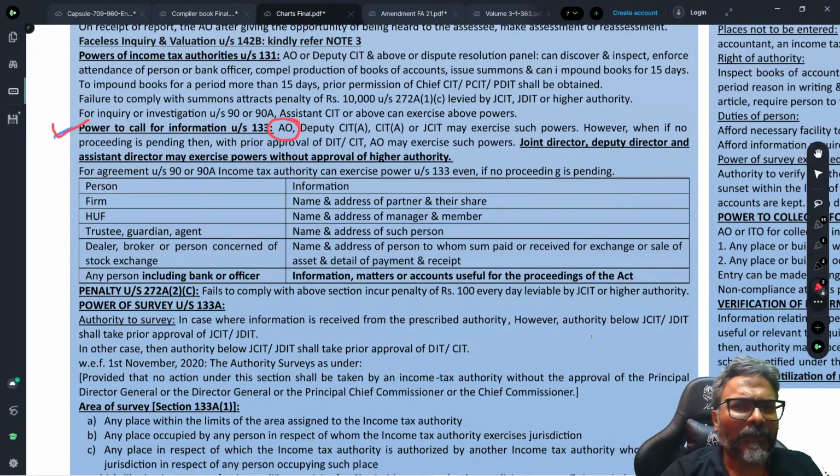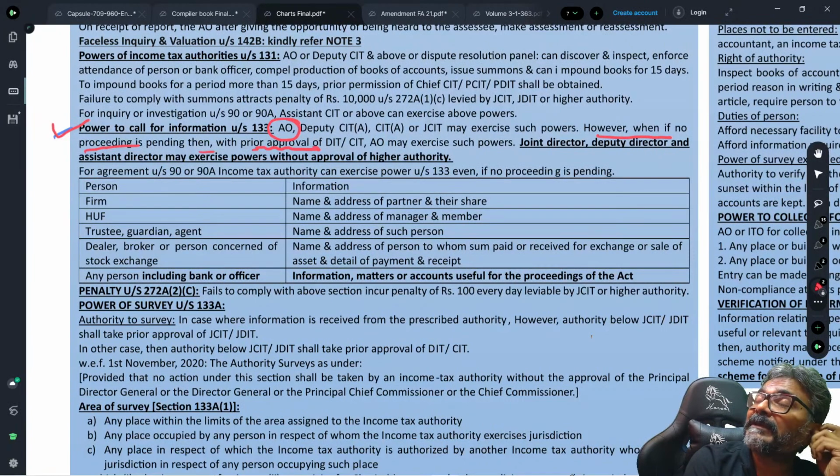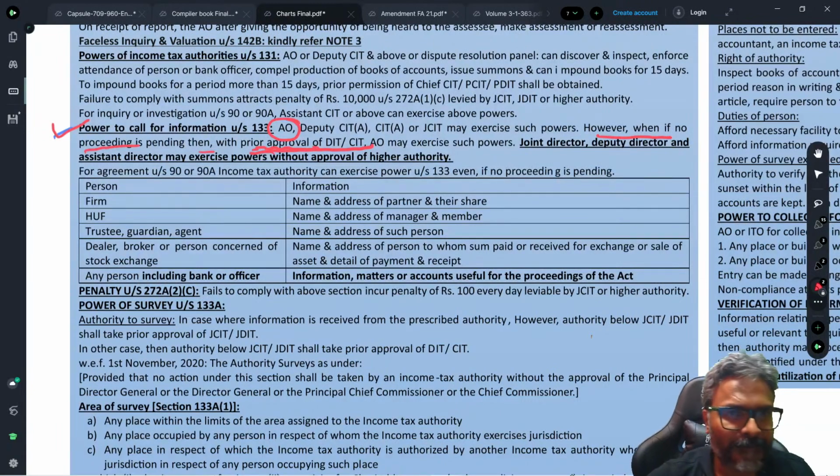But here, students, what they are trying to say is this: however, when no proceeding is pending, then this power of 133 can be exercised only on the prior approval of the CIT. If no proceedings are pending, students, in that particular case, this particular power can be exercised only on the prior approval of the CIT or the DIT, as the case may be. Fair enough. Not an issue.